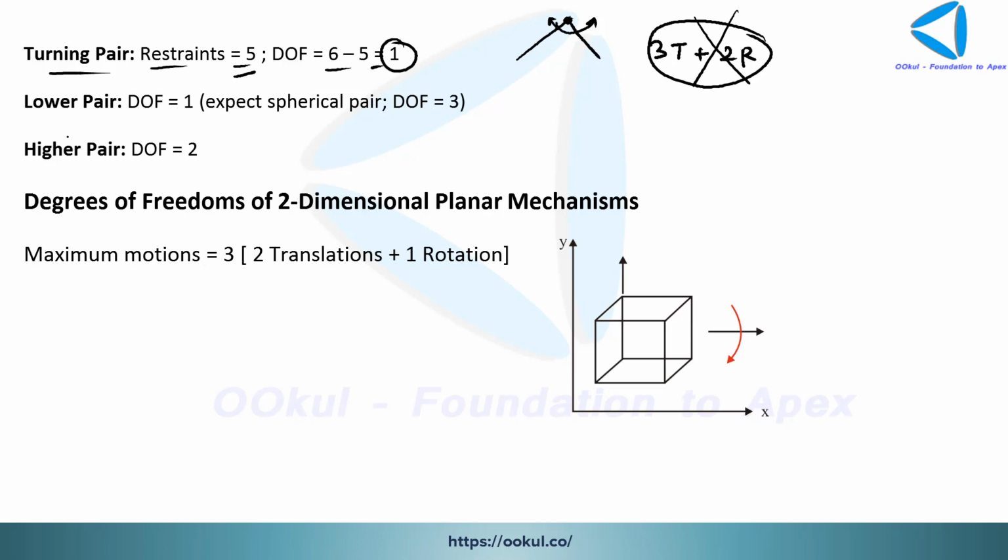Similarly, for a lower pair, the degree of freedom is equal to 1. Lower pair means which have surface contact. Please remember this, we have discussed it in the previous class. Lower pair means degree of freedom equal to 1, except the spherical pair. Spherical pair has a degree of freedom 3. Spherical pair is also known as a 3-dimensional rotation. For higher pairs which have a point or a line contact, the degree of freedom is equal to 2.